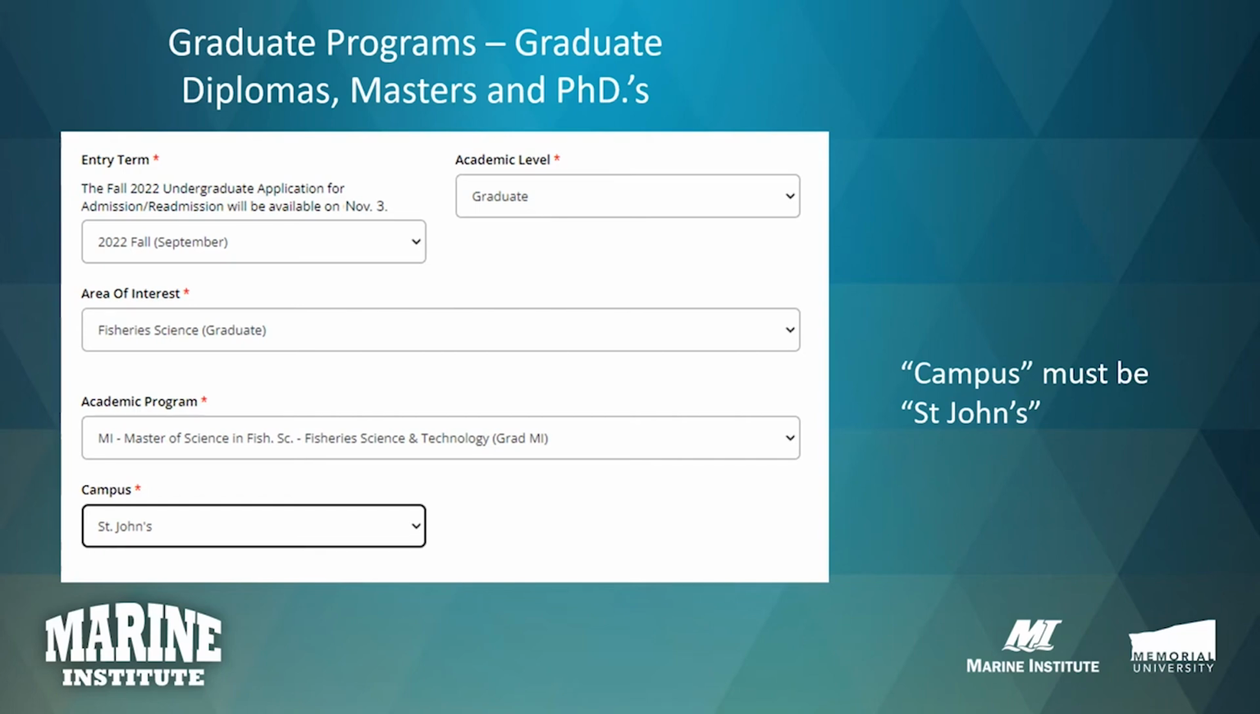For academic level, students must select graduate. Area of interest, students are going to need to select the area which their program would fall under. So for this example, we've selected the fishery science graduate area, and then for the academic program, we've selected the Masters of Science in Fishery Science and Technology. And again, we just want to indicate that similar to undergraduate, for graduate programs, students must indicate St. John's as the campus.